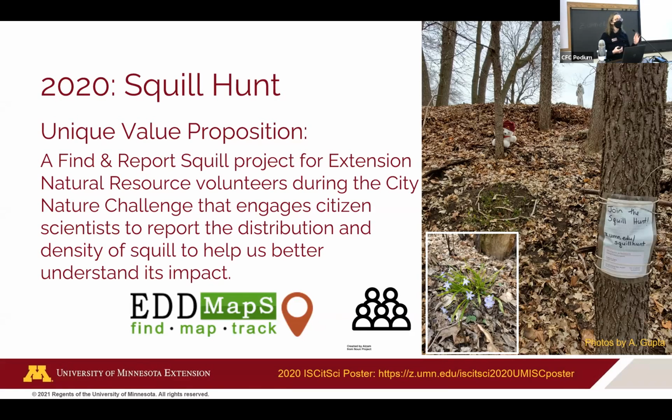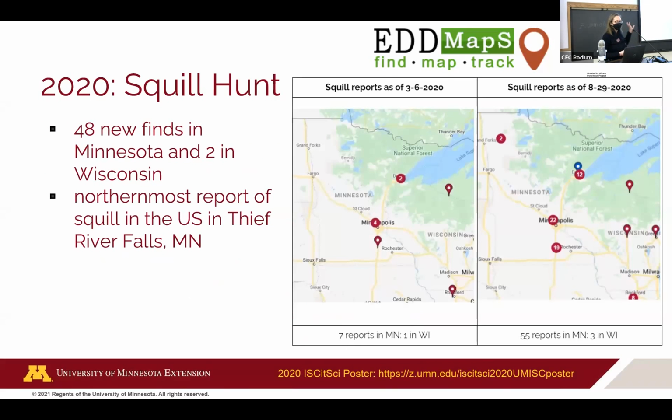And if you're not familiar with squirrel, it's a spring ephemeral. It's non-native, and it really wasn't on the radar of many folks that I knew about. So we ran this project, and this is what we found. The map on the left is EDDMapS before the project. The map on the right is EDDMapS after the project. 48 new finds in Minnesota, 2 in Wisconsin, and the northernmost report of squirrel in the United States in Thief River Falls. So that really helped us understand its distribution and density a little bit better.